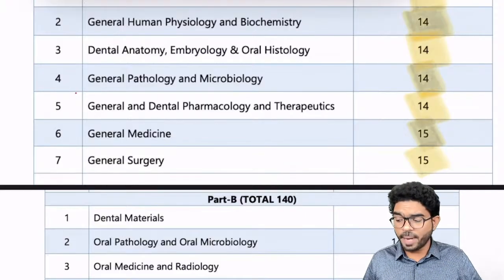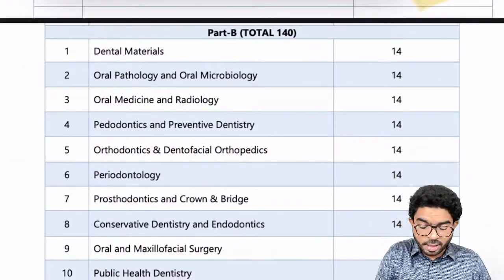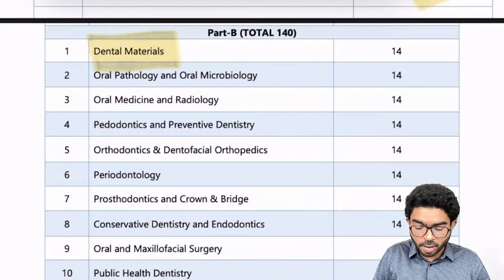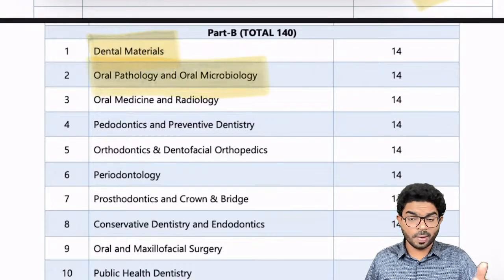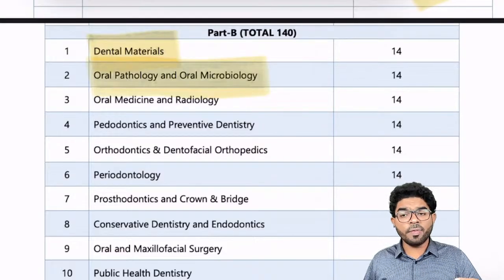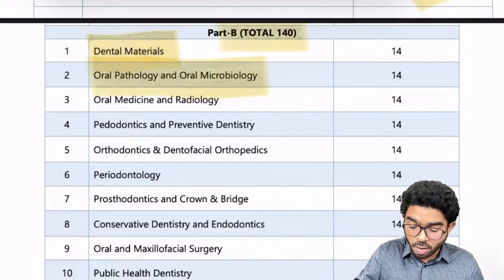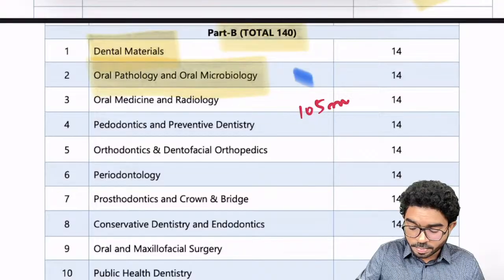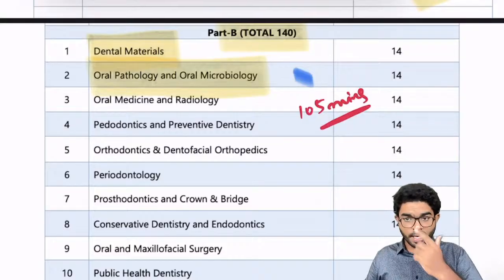After submitting part A after 75 minutes, your part B will open. This includes all the final year subjects along with DM and oral pathology. All other final year subjects are 8, so in total it's 8 plus 2, which is 10. Each carries 14, so 10 into 14 is 140 MCQs, and the leftover time duration is 105 minutes. I hope this is very clear.